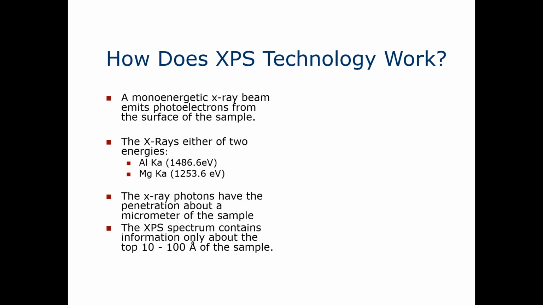The XPS spectrum contains information only about the top 10 to 100 angstrom of the sample. What does it mean? It means that the analysis with the help of XPS lies in the range of 1 to 10 nanometers, or 10 to 100 angstrom, of the sample. That's why it is basically called a surface analysis technique.